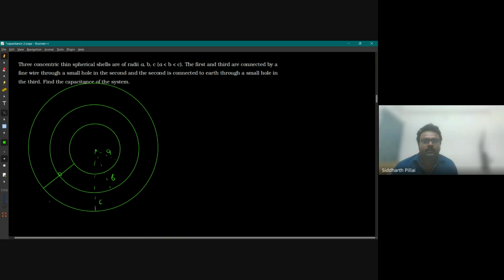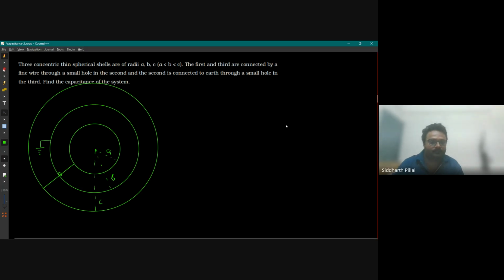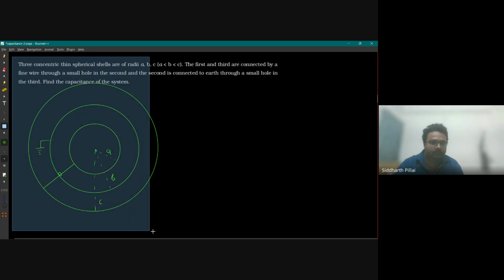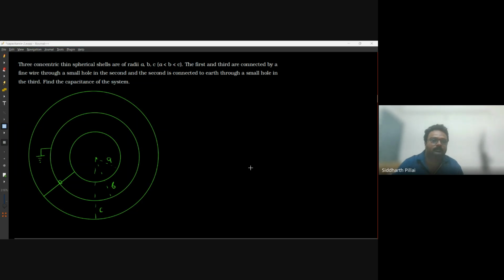So the first and the third one are connected, and the second one is grounded, connected to earth. Let's just say ground is here itself. Let's not draw more holes. So the second one is grounded. First and the third are connected by a thin conductor. So find the capacitance of the system. Please work it out.